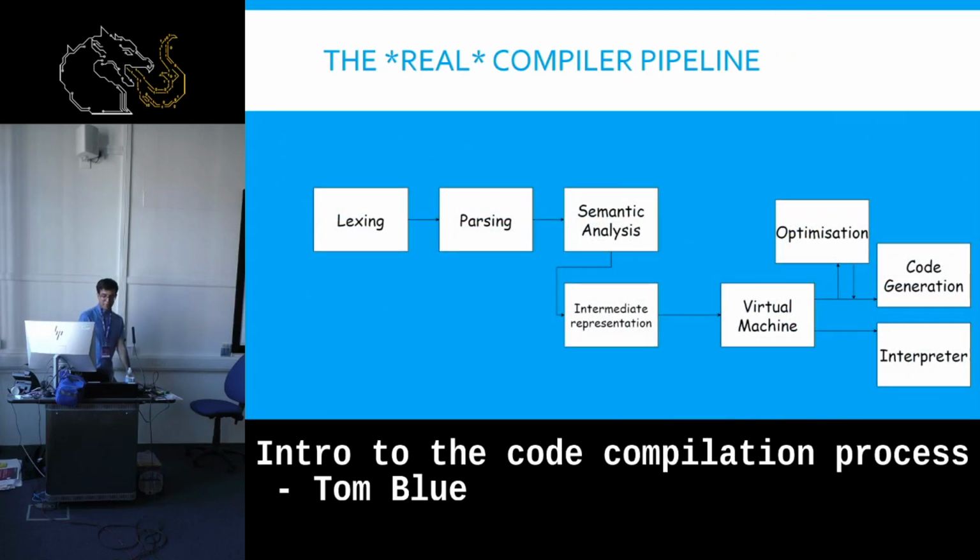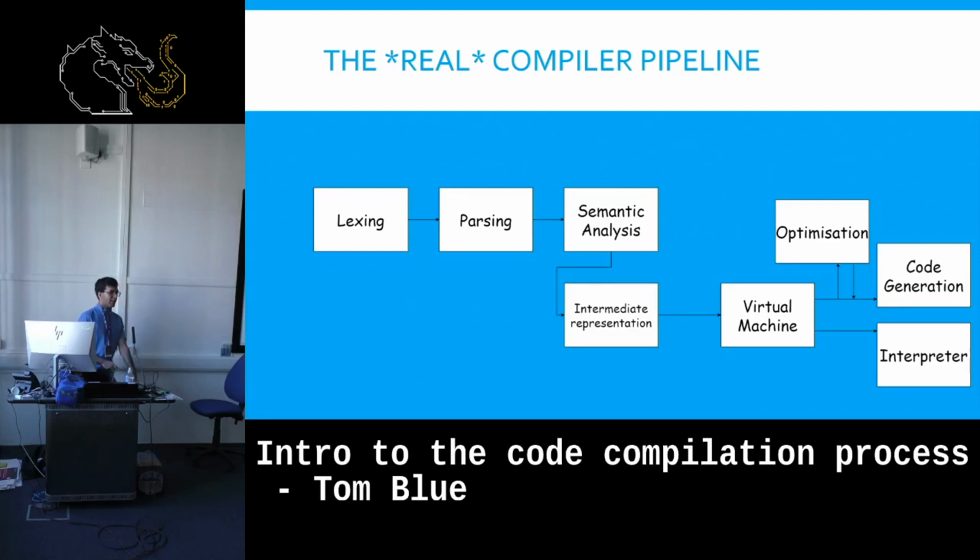And then an interpreted language like Java would look like this, where you still have lexeme parsing, semantic analysis, and you still have intermediate representation, although in Java it's referred to as bytecode. That bytecode or intermediate representation is passed into a virtual machine. In the case of Java, it's known as JVM.